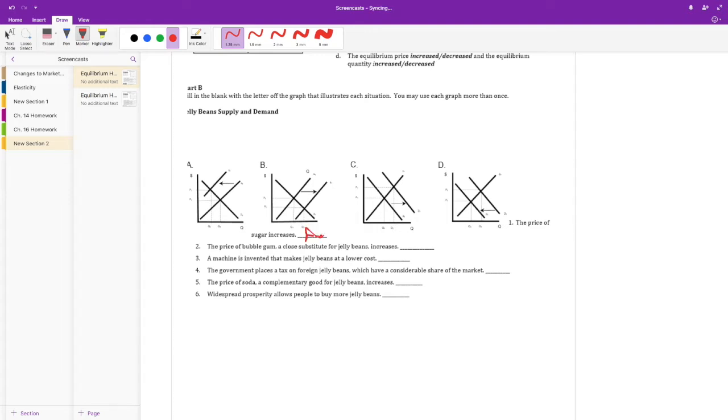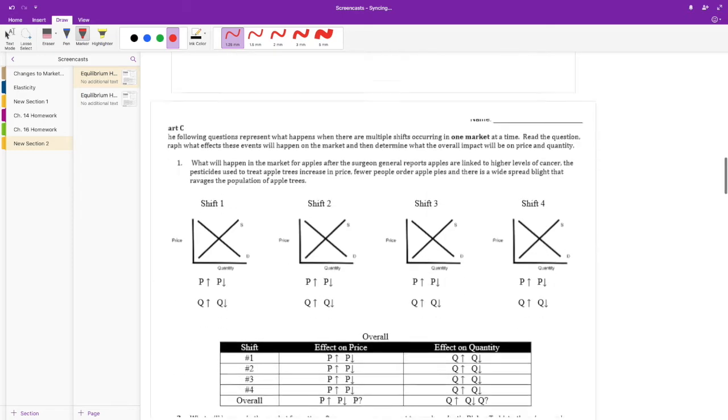Okay. The price of bubble gum, a close substitute for jelly beans, increases. Well, if people like bubble gum and they like jelly beans equally, and bubble gum is more expensive, I would expect consumers to buy more jelly beans, so that's going to be a shift of demand. The best answer is going to be C. And you guys can work on the rest on your own. This one's pretty straightforward. Okay, let's go ahead and take a look at part C.